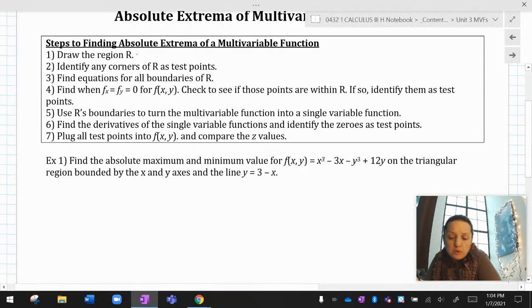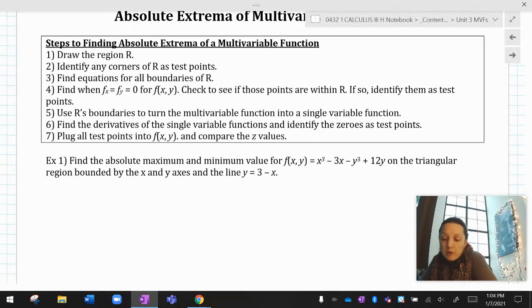Step 1, you always want to draw your region, okay? This region is basically a section of a multivariable function. I'm not looking at the whole thing. I'm looking at a specific cutout, as though I took an umbrella and sliced through it with a cookie cutter. All right. Identify any corners of R as some test points.